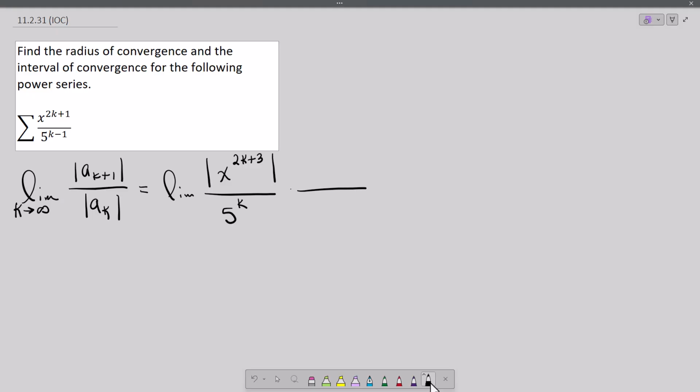Now we take our a sub k, it's in the denominator, it's a fraction, we flip it. So we get 5 to the k minus 1 in the numerator, and we get the absolute value of x to the 2k plus 1 in the denominator. Let's think about the 5s first. Are there more 5s in the numerator or more 5s in the denominator? Denominator. There's one extra 5 downtown. So we're going to put one 5 down there, one extra 5.